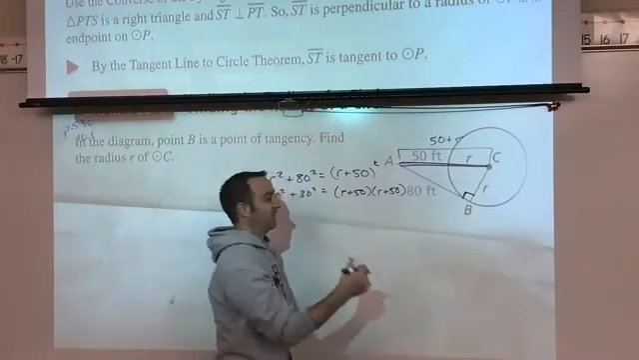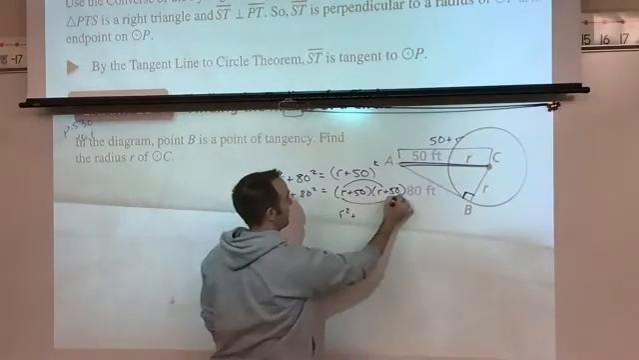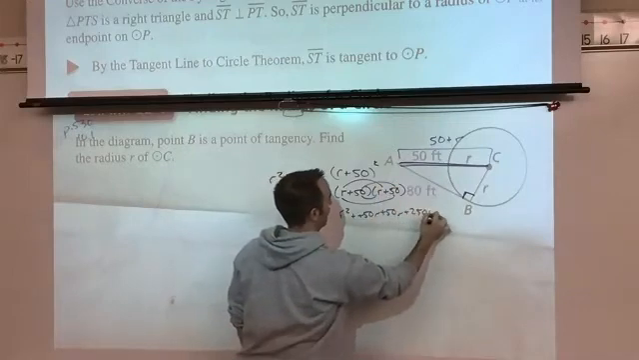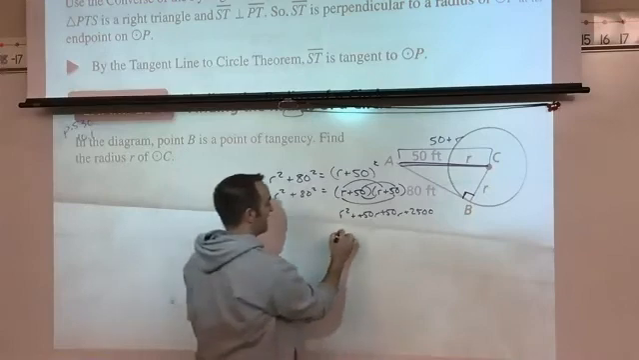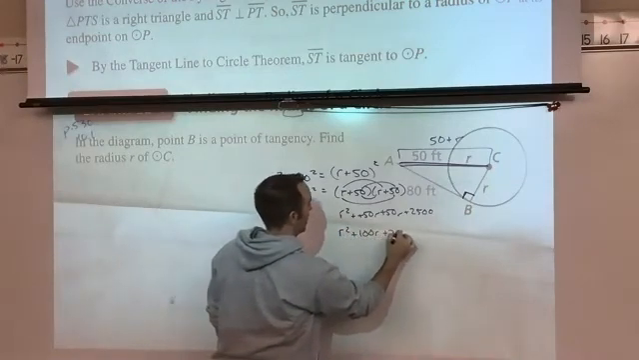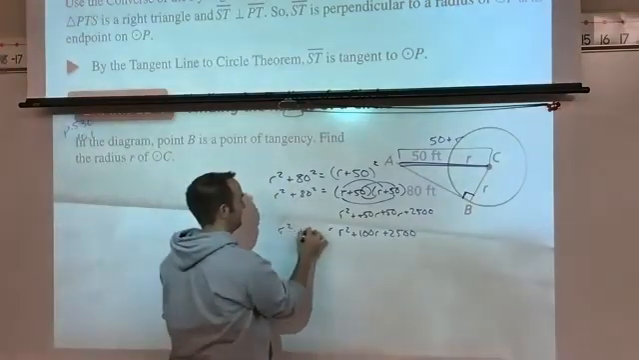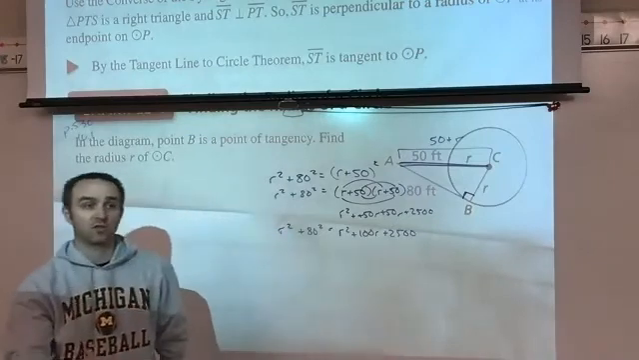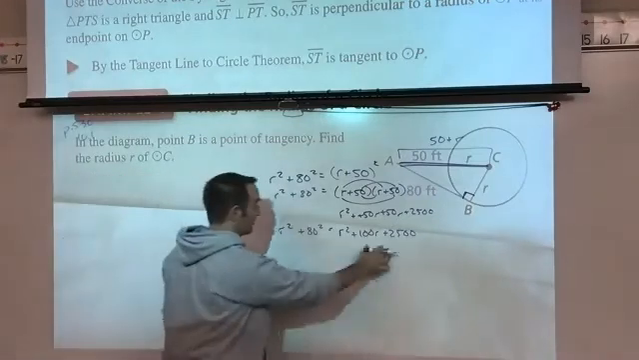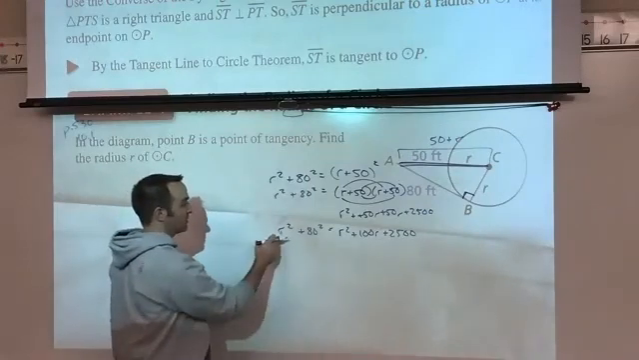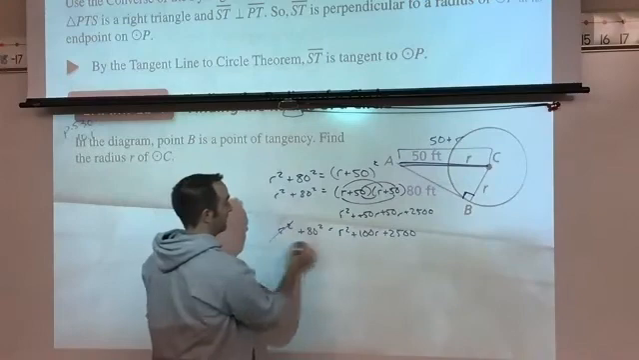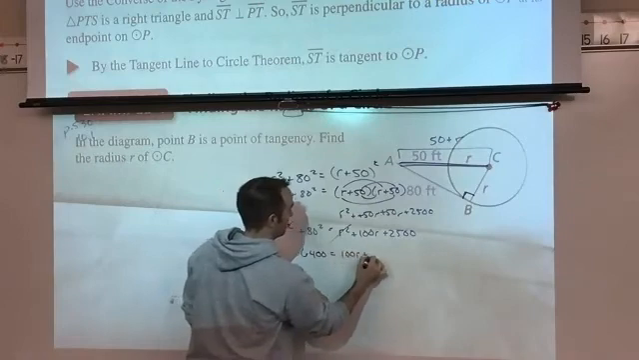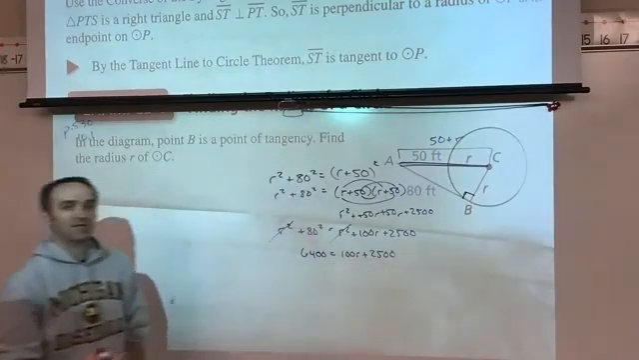That's first, outer, inner, last. So first is R squared, outer is 50R, inner is 50R, last would be 2,500. So we can simplify that, combine those middle two, and we're looking at that on the right side. Like I said, this is probably the hardest type of question that you're going to see. So now we're solving for R. Good news is that the R squareds cancel each other out. I'm left with 6,400 is equal to 100R plus 2,500, and I can solve for R pretty easily.